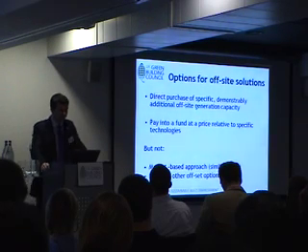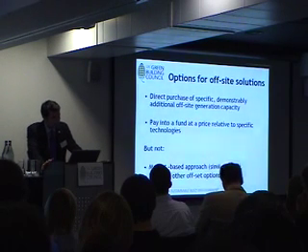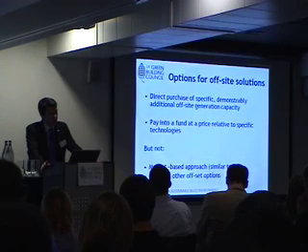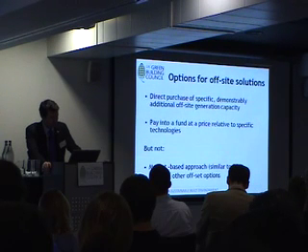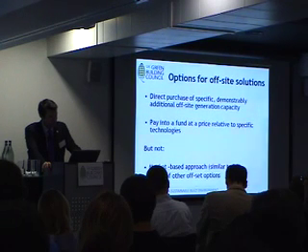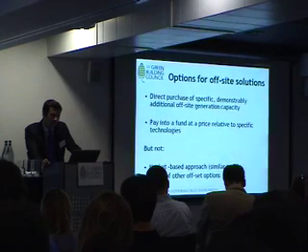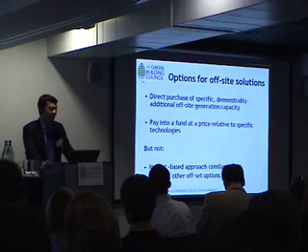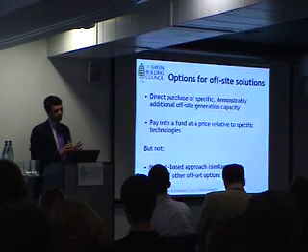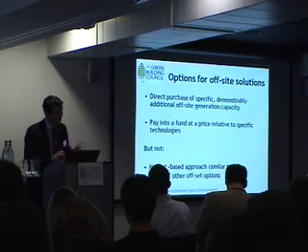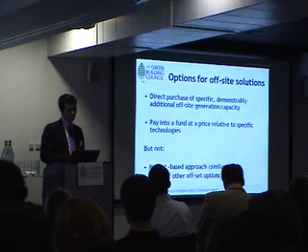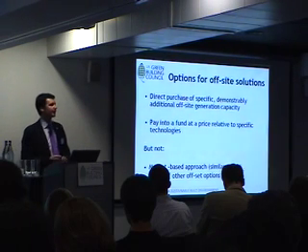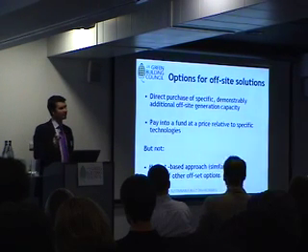Then we get into the challenging area of how do we allow some off-site solutions without having the perverse consequences that I talked about a minute ago. We said that we thought that where it wasn't possible to achieve all of the carbon reductions through on or near-site solutions, there should be an allowance for direct purchase of specific, demonstrably additional off-site generation capacity. Now, we come back to this in the recommendations.